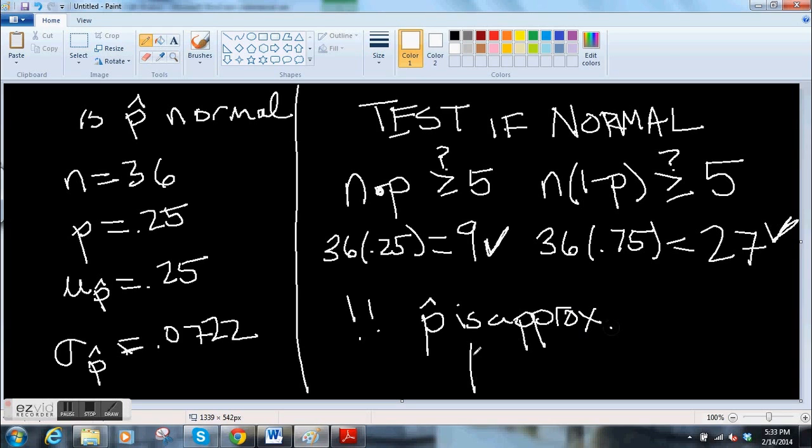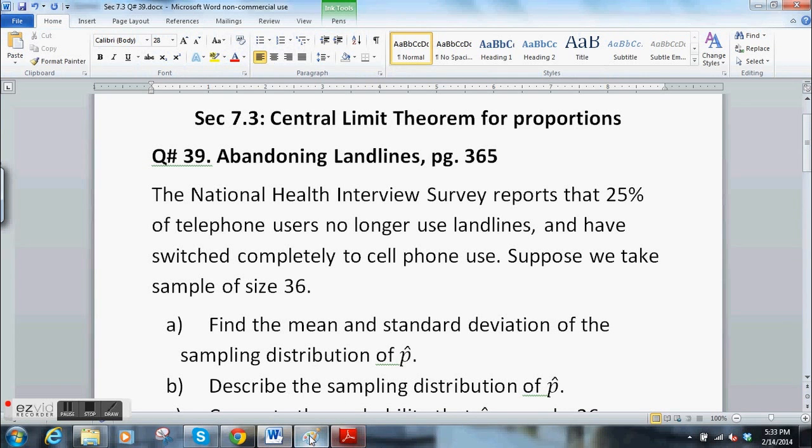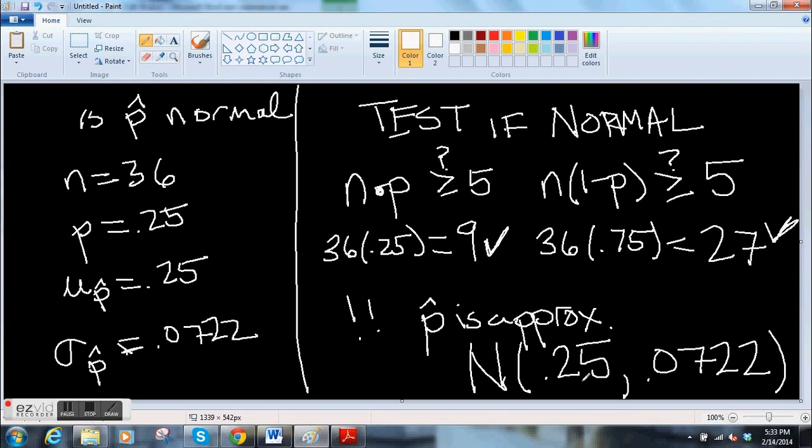Approximately normally distributed with a mean of 0.25, which we calculated in the first part, and a standard deviation of 0.0722. So that is how you answer this part. Describe the sampling distribution: it's approximately normal with a mean of 0.25 and a standard deviation of 0.0722.